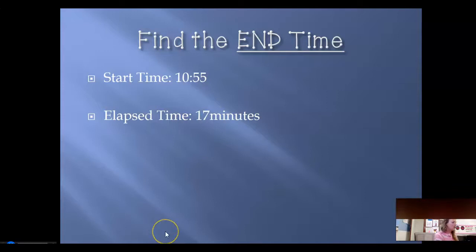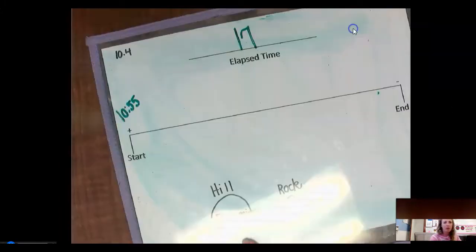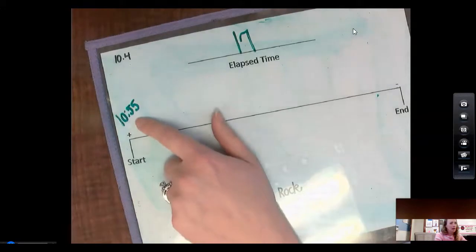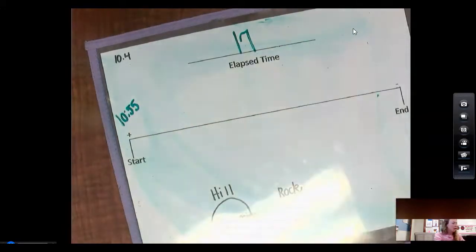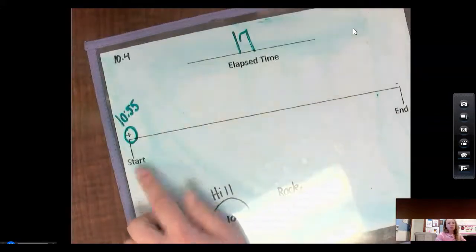So we're going to start time at 10:55. Our elapsed time is 17 minutes. So when you set up your board, this is how it should look, kiddos. You should have a 10:55 and you should have a 17. All right, we are on the start time, so we are going to be adding.